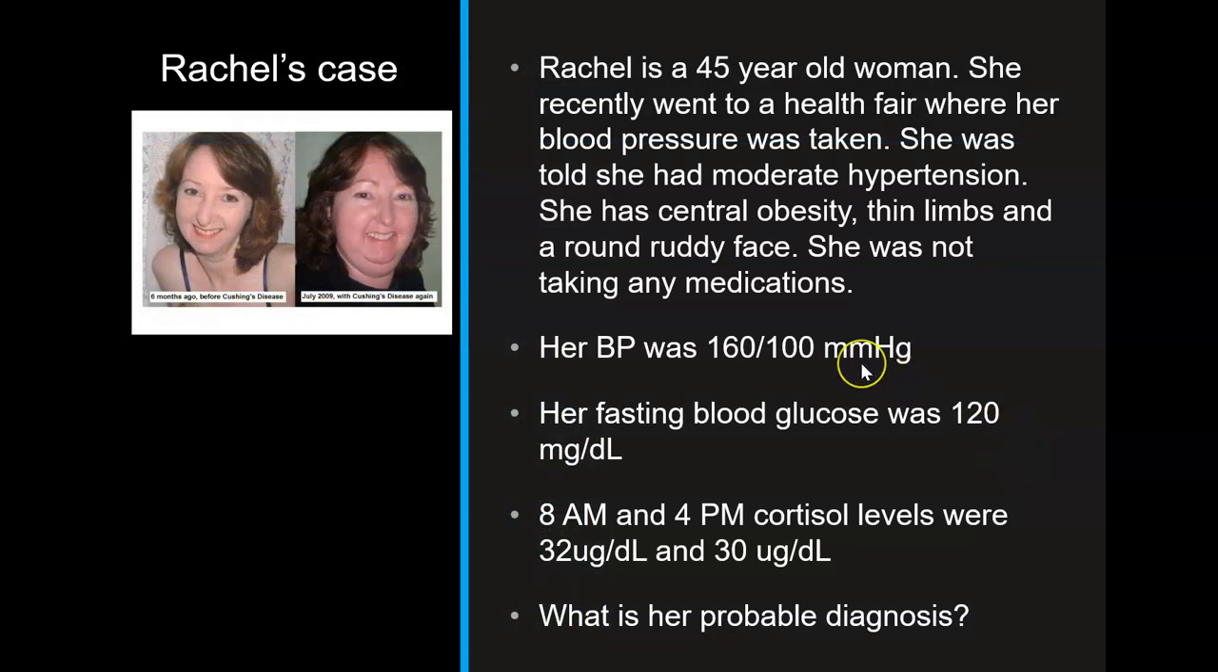So Rachel's 45. She recently went to a health fair where her blood pressure was taken. She had moderate hypertension. She has central obesity, so a lot of fat around the abdominal area, thin limbs, and a round, ruddy face. She was not taking any medications. Her blood pressure was 160 over 100. Her fasting blood glucose was 120. 8 a.m. and 4 p.m. cortisol levels were 32 and 30. So look at how it hasn't dropped.